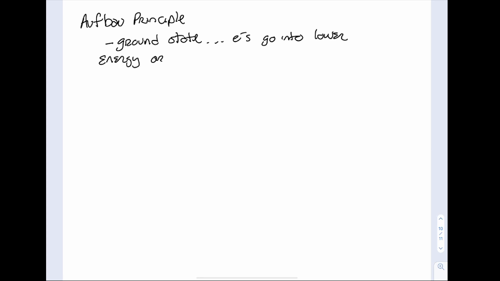And this rule tells us that we're always going to put electrons in lower energy orbitals before higher energy orbitals. And that's when we're forming its ground state. So our ground state, which is always what we want to do unless we're told otherwise, our electrons go into lower energy orbitals before higher energy orbitals.